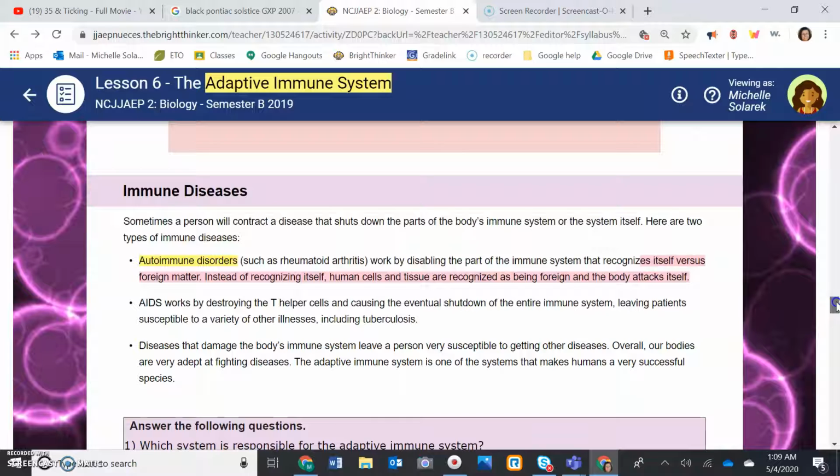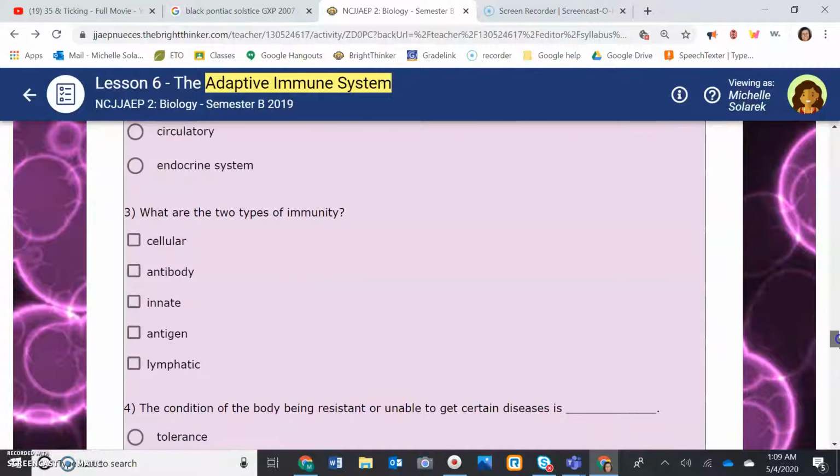Okay, one last thing. I'm sorry, we need to throw this in. This is important. So what is an autoimmune disorder like AIDS? Well, it is when the body gets confused. It can recognize itself, but sometimes it can't, so it destroys itself. So instead of recognizing itself, it's now attacking itself. That's an autoimmune disorder. Okay, so after writing autoimmune disorder, you should be finished.